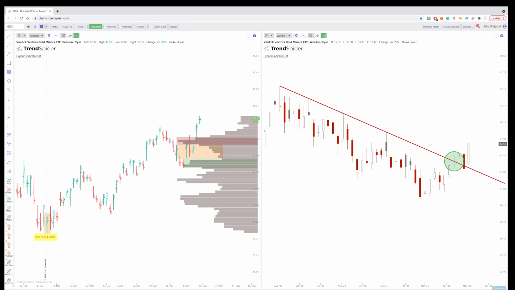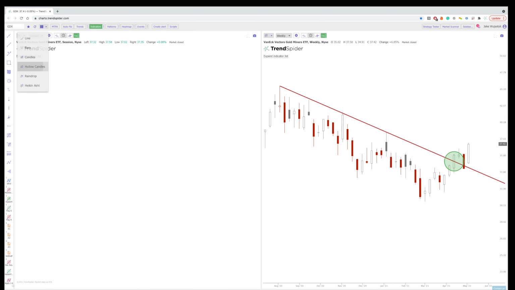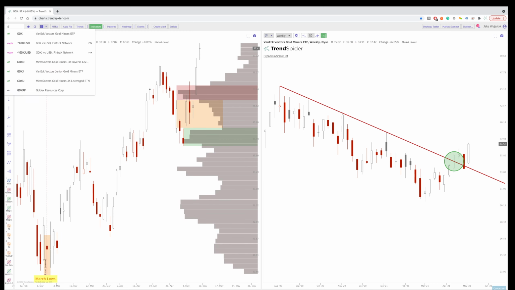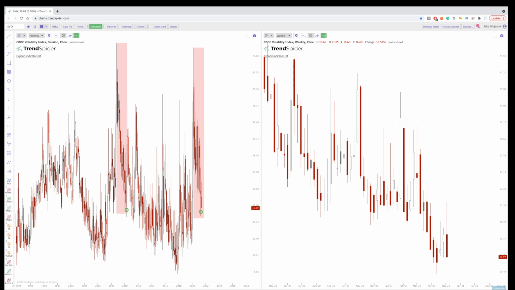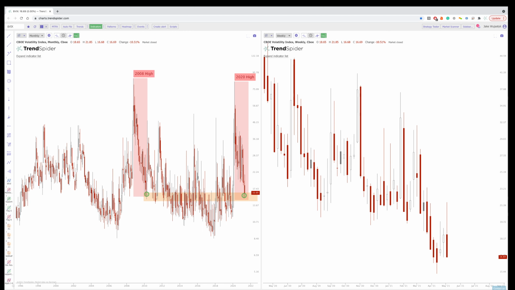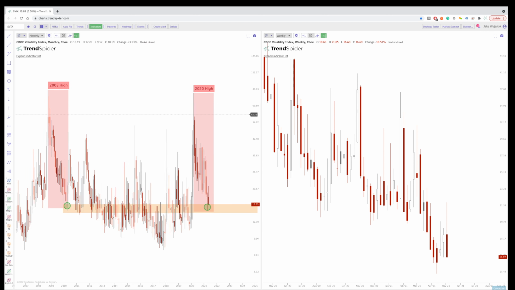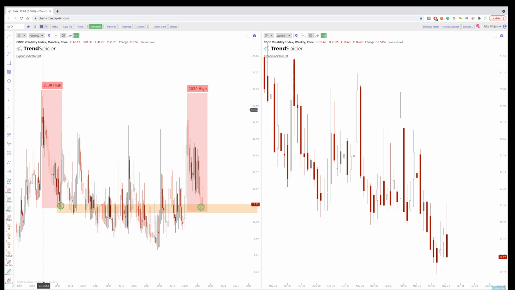Now moving on to the VIX. The VIX is an interesting one here because there's a pretty cool pattern that I found here on the monthly side of things. If we compare the 2008 highs to the 2020 highs, you'll see here that we do have a pretty strong meltdown of the VIX, both in 2008, 2009, and then 2020 into 2021.